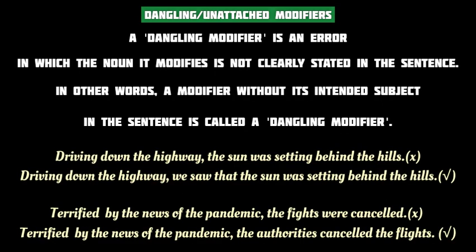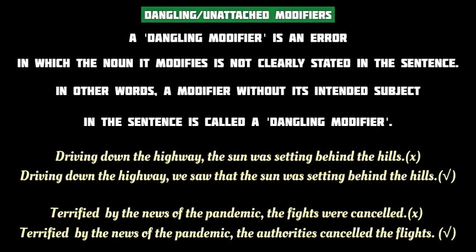Well, the word dangling means hanging loosely. So a modifier is said to be a dangling modifier when its subject of reference, or the noun it modifies, is not clearly stated or mentioned in the sentence. Obviously, the error of a dangling modifier creates confusion because the noun it refers to is simply not mentioned in the sentence. Take for example the sentence, "Driving down the highway, the sun was setting behind the hills."